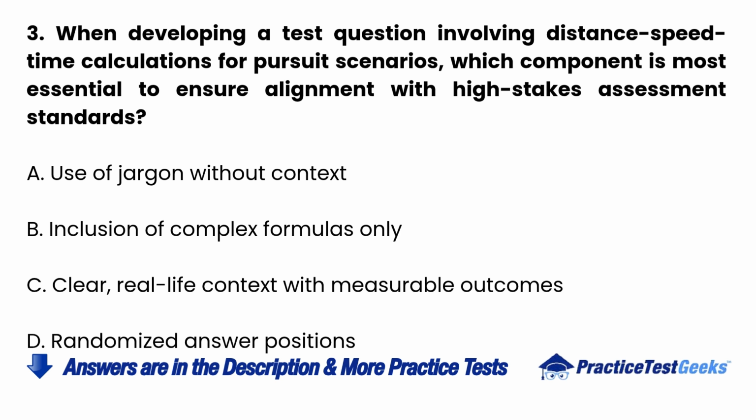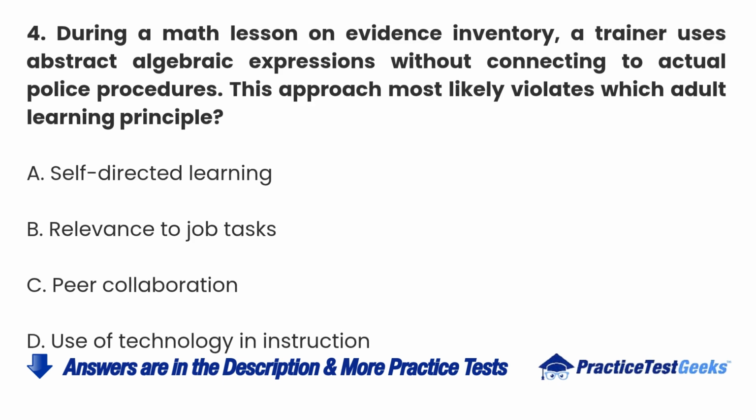3. When developing a test question involving distance, speed, time calculations for pursuit scenarios, which component is most essential to ensure alignment with high-stakes assessment standards? A. Use of jargon without context. B. Inclusion of complex formulas only. C. Clear, real-life context with measurable outcomes. D. Randomized answer positions.